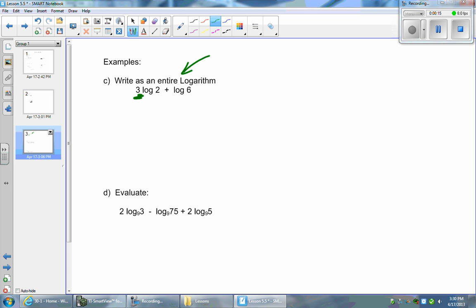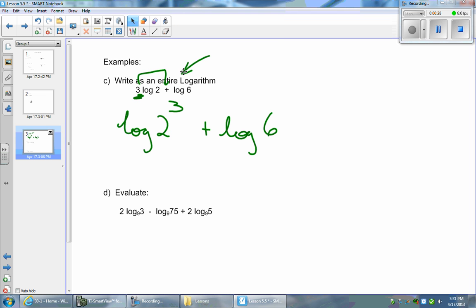Here's this nice little 3 on the outside. I noticed that right away. So I'm just going to bring it in. And remember, this becomes log 2 to the power of 3 plus the rest of it, which is now log 6. You know and I know that as soon as you see that plus right here, that means to end up timesing everything. Okay, so this now is log 2 to the power of 3 times 6.